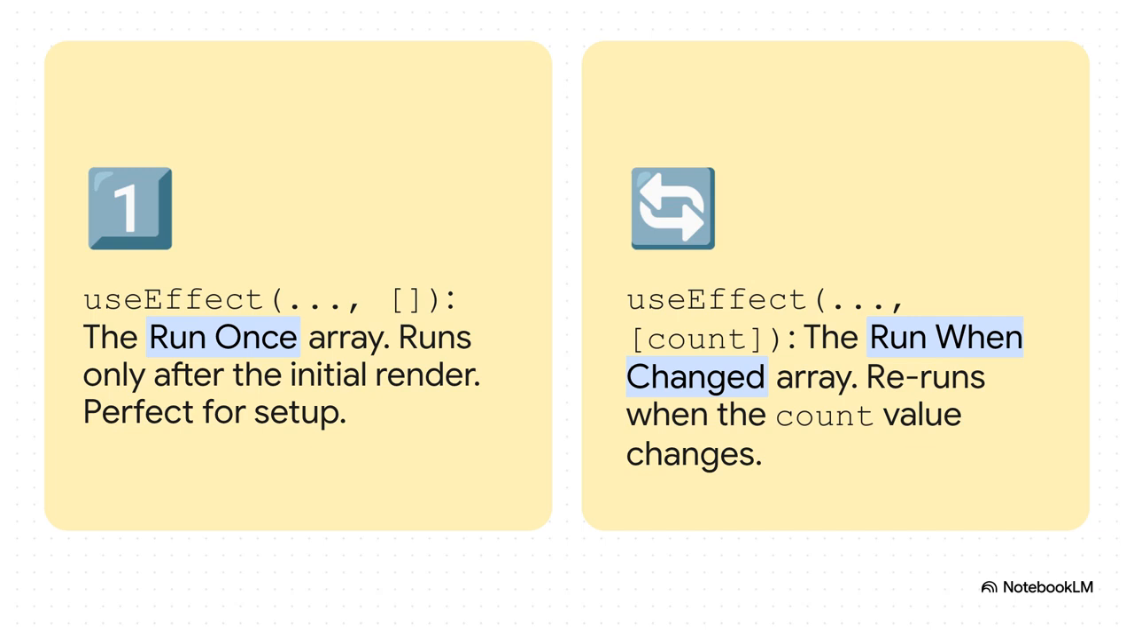This is perfect for setting things up. But if you put a variable in there, like count, you're giving React a new instruction. You're saying, hey, keep an eye on this count variable. If and only if its value changes between renders, then you have my permission to run this effect again.